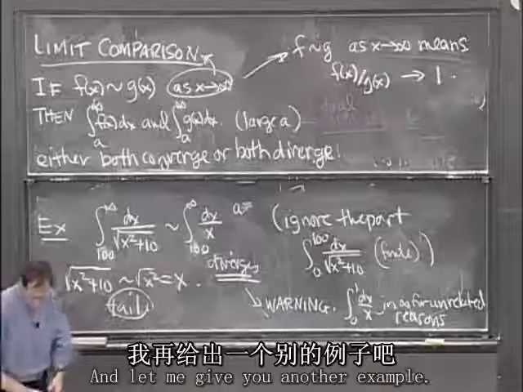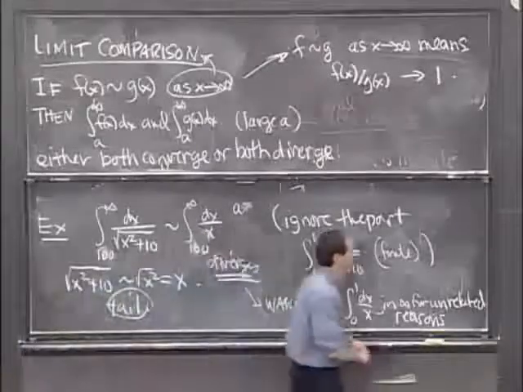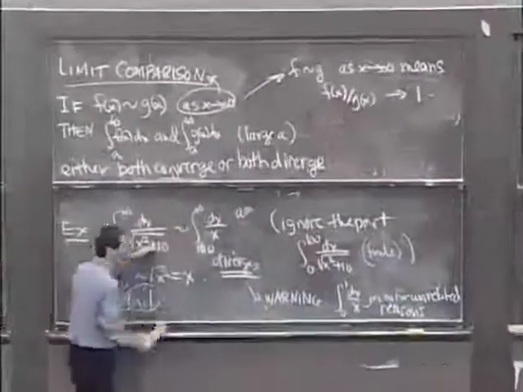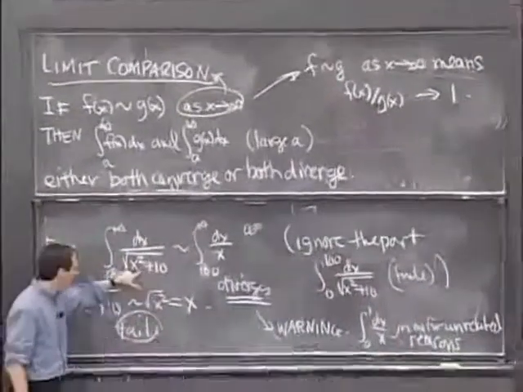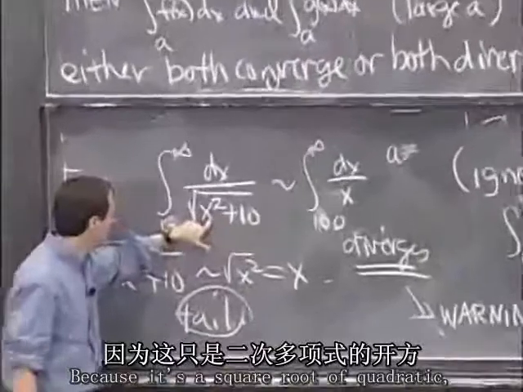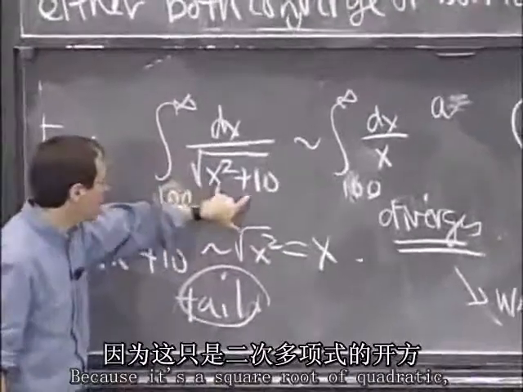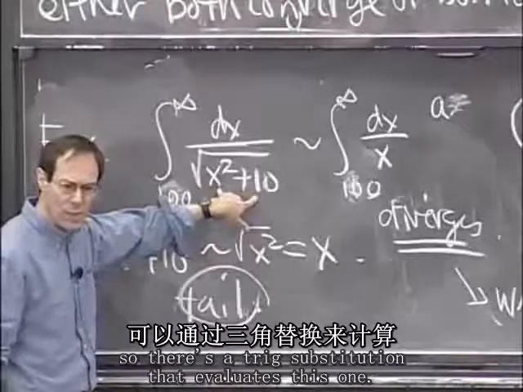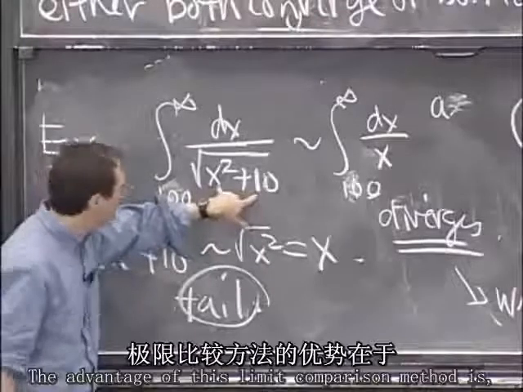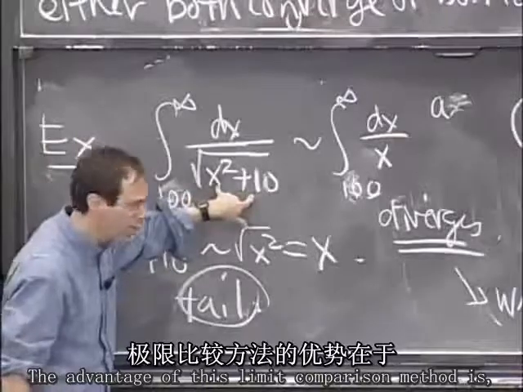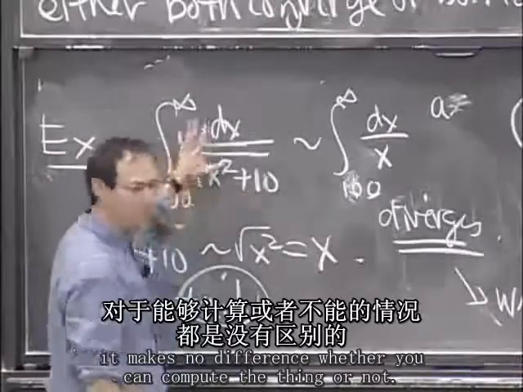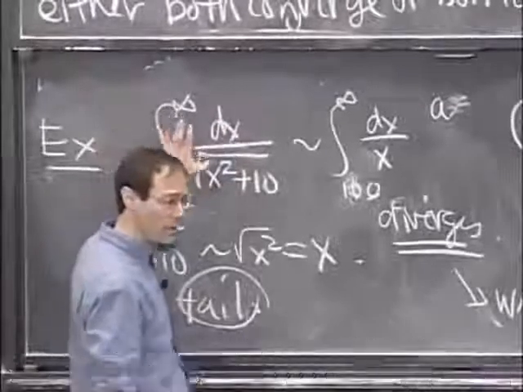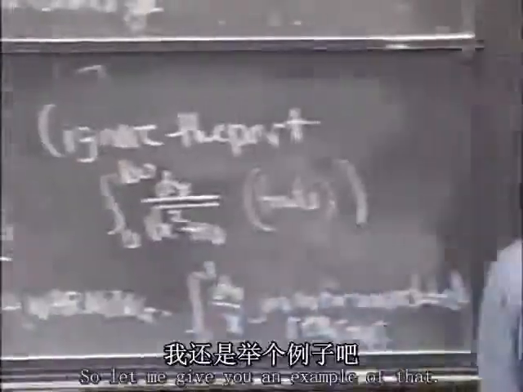And let me give you another example. This one you could have computed, right? Because it's a square root of a quadratic, so there's a trig substitution that evaluates this one. The advantage of this limit comparison method is it makes no difference whether you can compute the thing or not. You can still decide whether it's finite or infinite fairly easily. So let me give you an example of that.